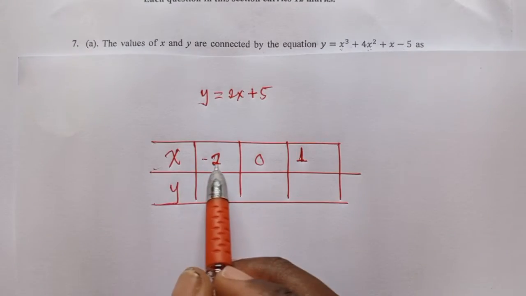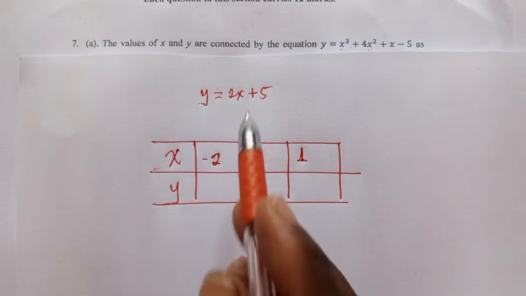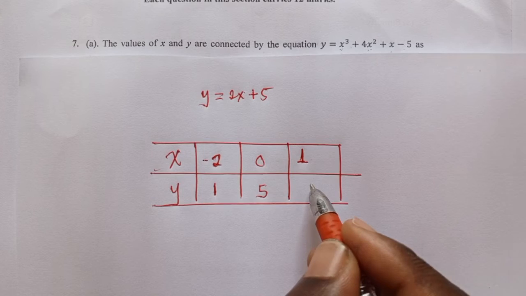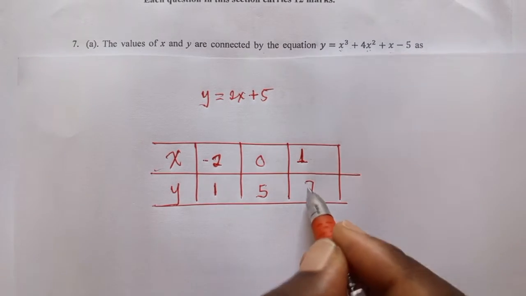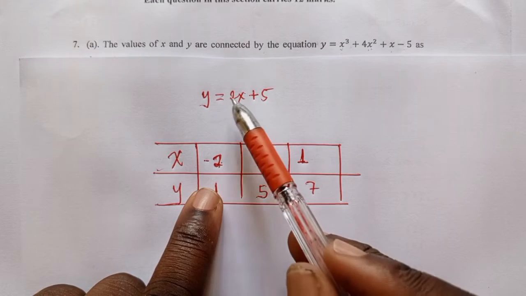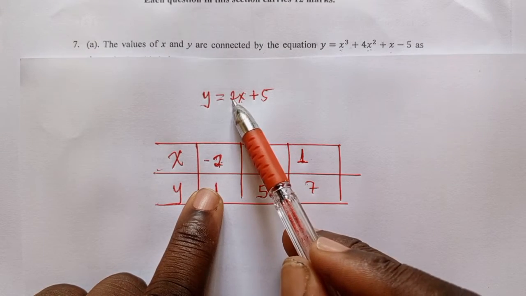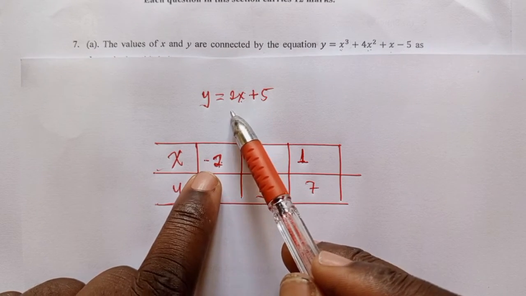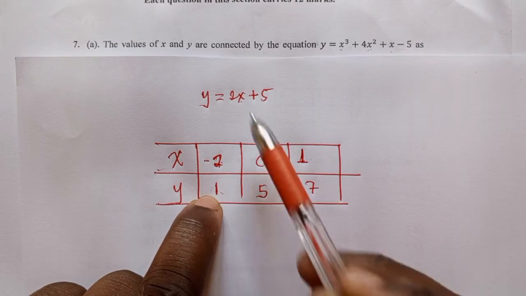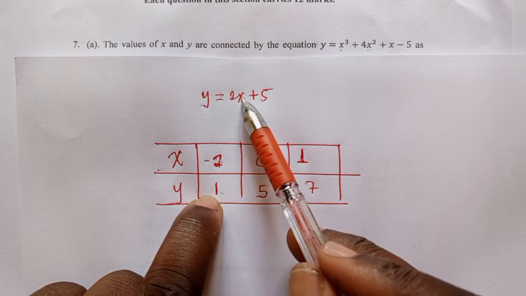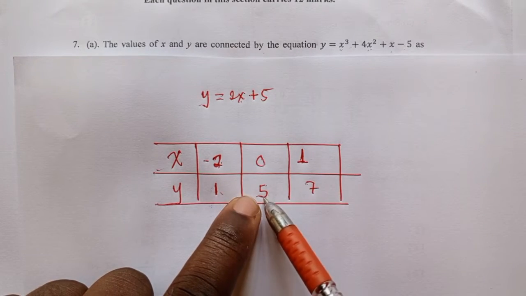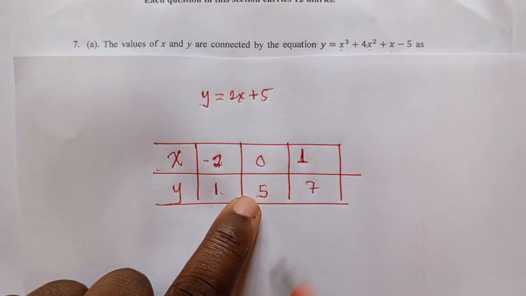So now, when x is equal to negative 2, what will be our y? Our y will be equal to 1. Here it will be equal to 5. Here it will be equal to 7. So what am I doing? For this one, I got negative 2, put it where x is. It will be 2 times negative 2, it's negative 4. Negative 4 plus 5 will give me 1. When I put a 0 here, it will be 2 times 0, which is 0, plus 5. It will just give me 5. So the y value is 5. For the 1, it will give me a 7.